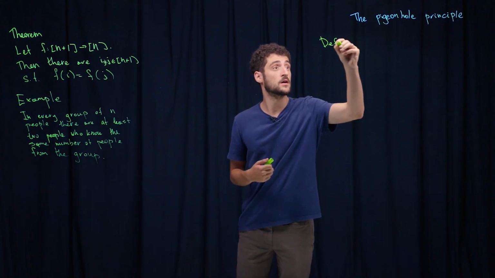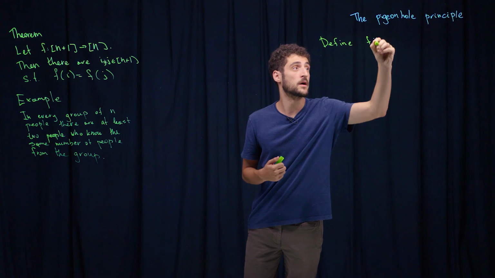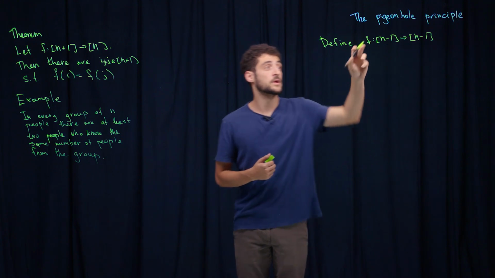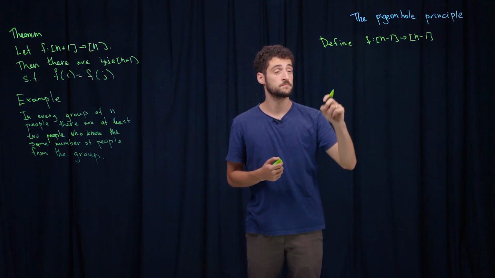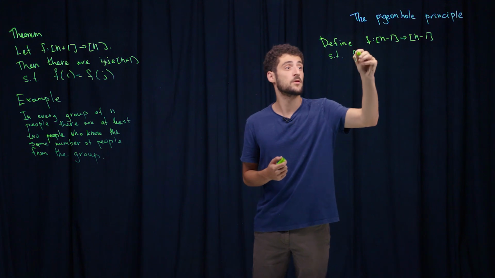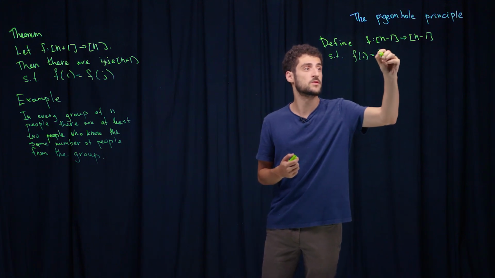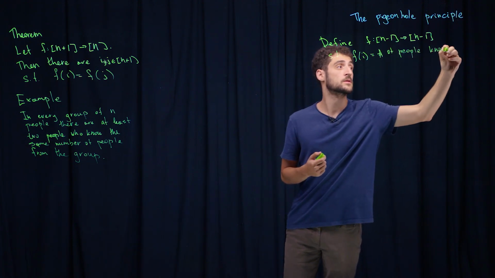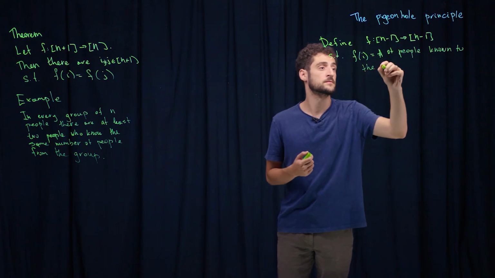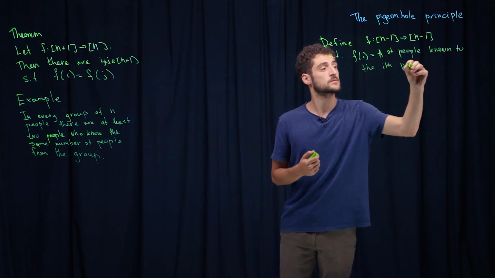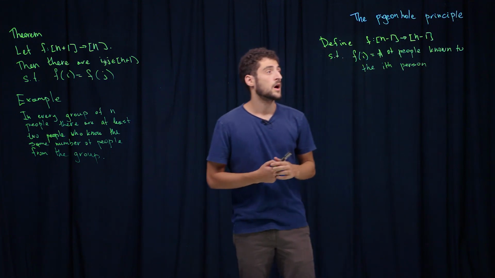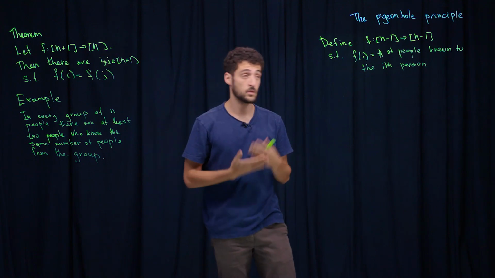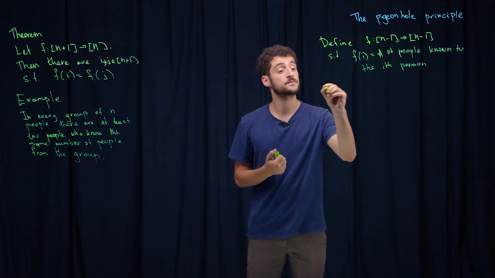Let's define f from n to n minus 1. We enumerate all the people from 0 to n minus 1, such that f of i is equal to the number of people known to the ith person. Unfortunately, n is not less than n, so we cannot use the theorem directly. What should we do? Let's consider two cases.